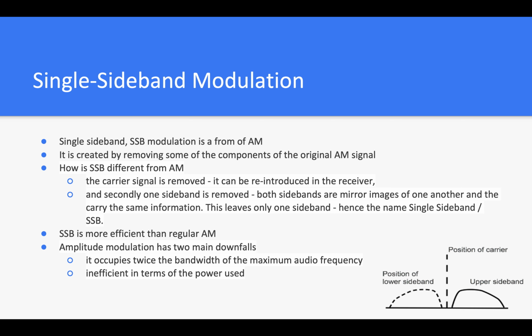The reason for creating single sideband modulation and double sideband suppressed carrier modulation is because amplitude modulation has big downfalls. It occupies twice the bandwidth of the modulating signal, and it is inefficient in terms of power because it transmits a power wasting carrier signal component.